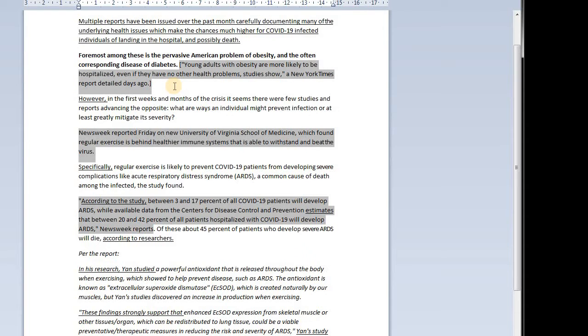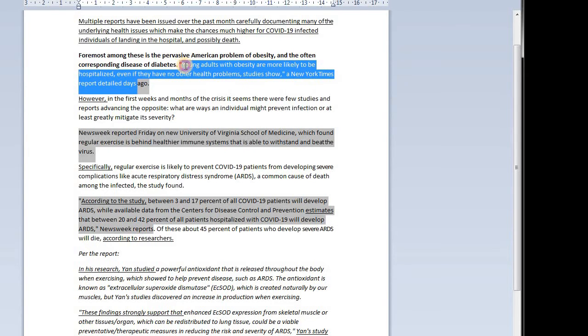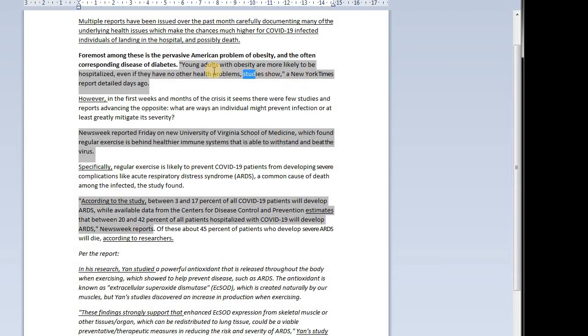We quote a source with an opinion, a quote with the source. A New York Times report detailed days ago, right? So this is the source, this is how the source is mentioned, and here we have the direct quote. Young adults with obesity are more likely to be hospitalized even if they have no other health problems, studies show. So studies show is again within the quotation. There is a reference to some studies that are probably mentioned somewhere later in the text or were mentioned in the original New York Times article. This is a nice way to introduce an opinion from a newspaper or from some research.